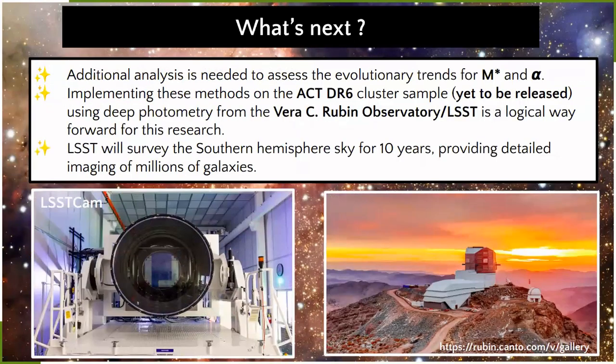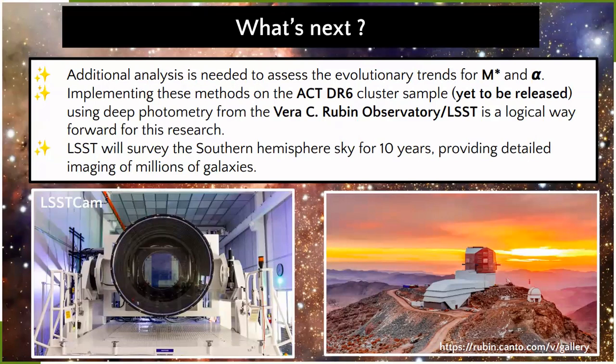So what's next for this work? Well, the next step is hopefully publication, where we still need to perform further analysis to figure out what's driving the evolutionary trends that we see for M-star and alpha. We would also like to compare results with more literature and more simulations. Even the stellar mass fractions, we'd like to compare with some simulations, maybe from LSST and possibly others.